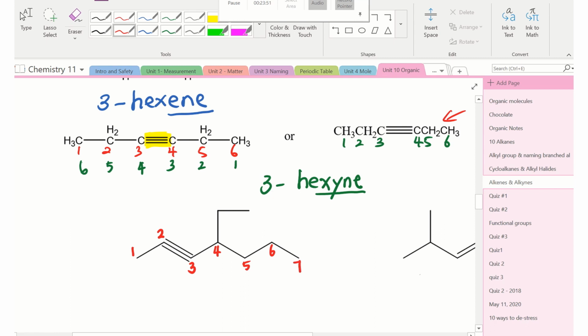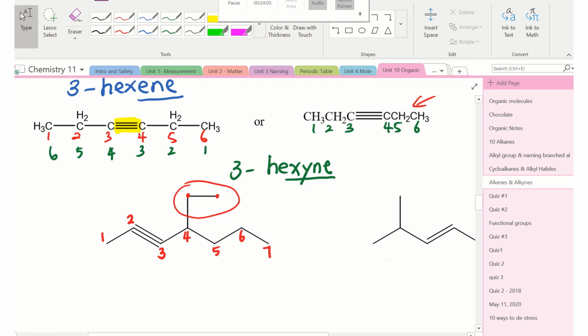Okay, so this is my longest parent chain, and my side chain here, you should be able to tell what this is. This is an ethyl, because there are 2 carbons here, so this is an ethyl group. So we are going to name the side chain, the substituent, first, the ethyl group, which is on the 4th carbon. So this is 4-ethyl.